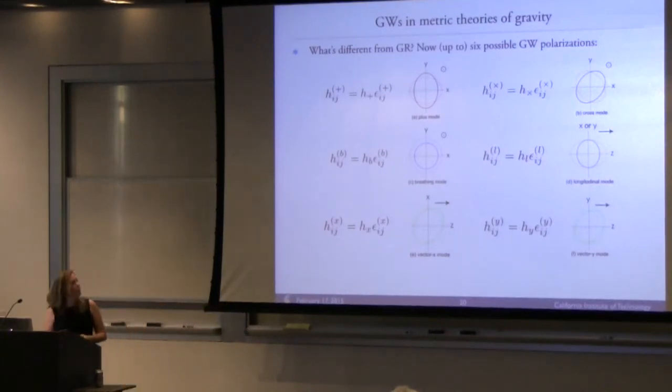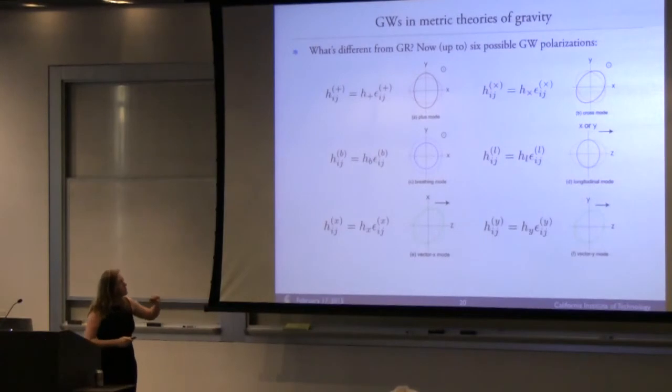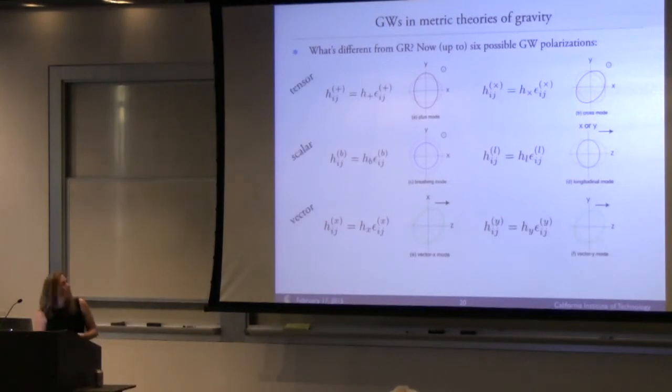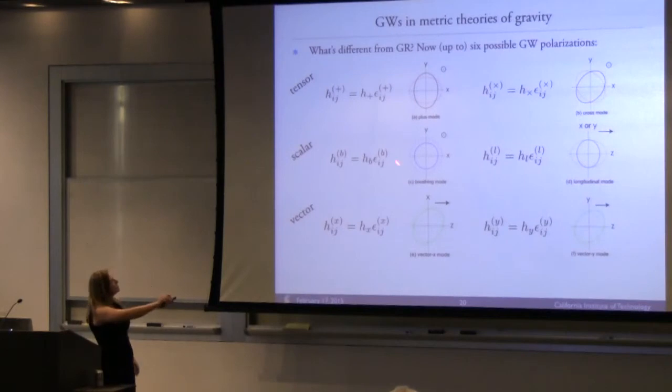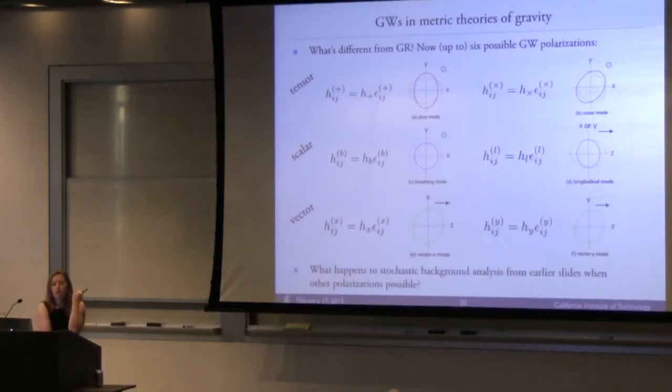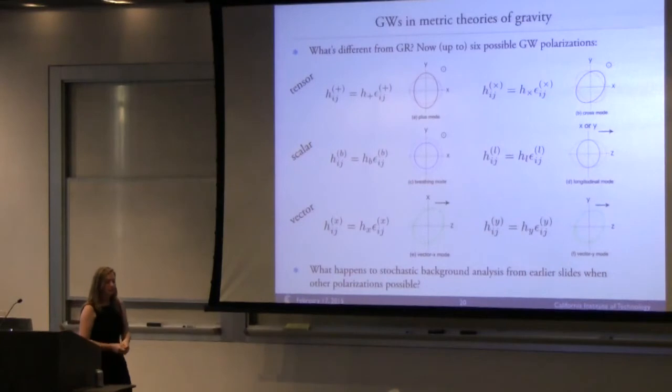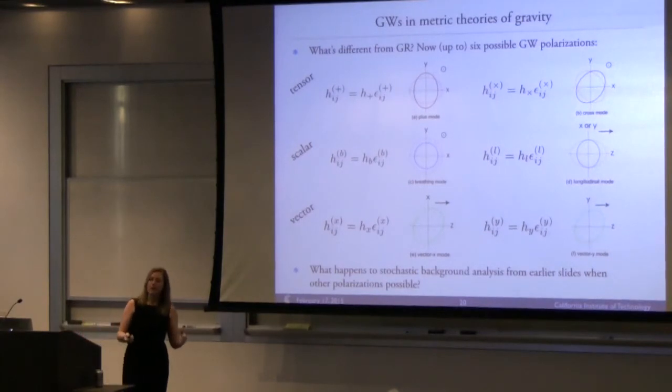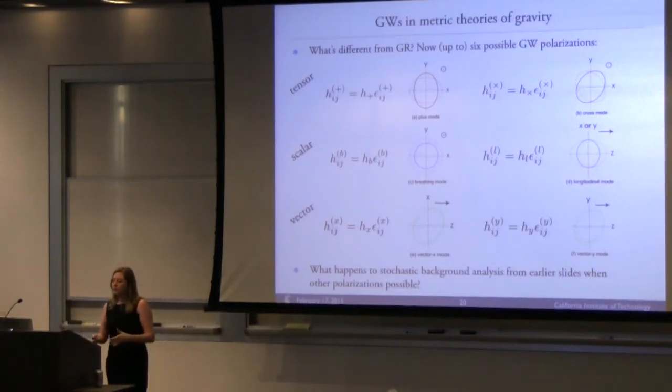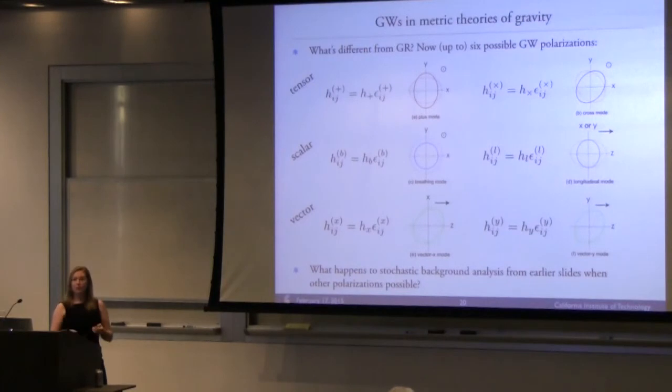So it's very interesting. We've got three transverse polarizations, three non-transverse. We typically denote these top two as tensor polarizations, these middle two we call scalar polarizations, and the bottom two we usually call vector polarizations. So earlier in this talk, I was outlining this optimal statistic technique that we try to use to detect gravitational waves. And the question I might ask you is, well, what happens if we try to repeat that analysis when we have the possibility of these other polarizations?